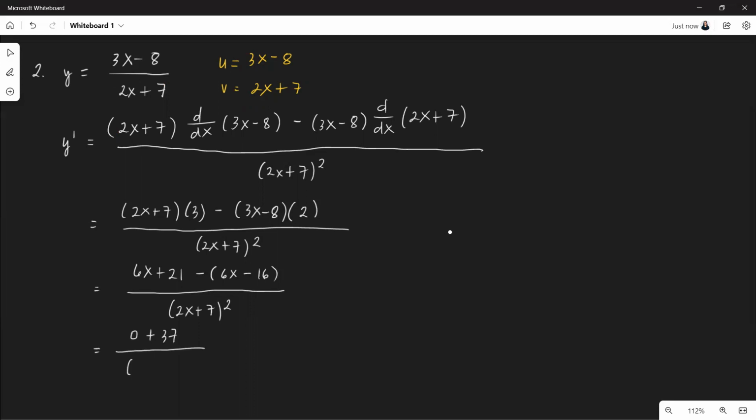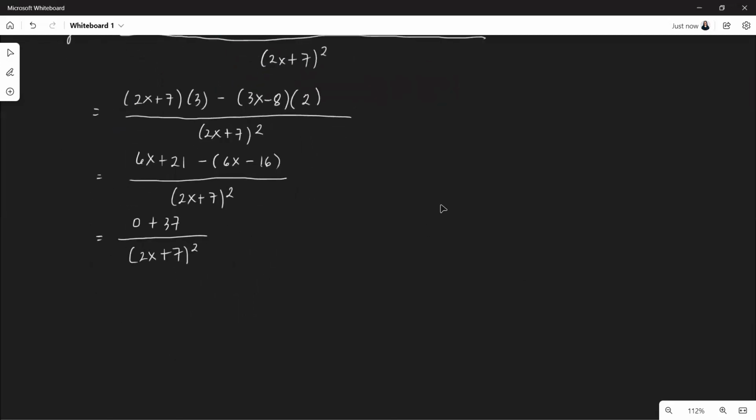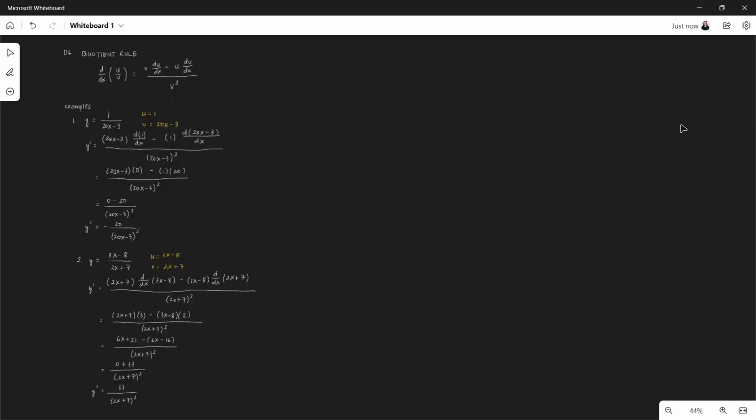Then over 2x plus 7 quantity squared, or that's 37 over the square of 2x plus 7. So this is the final answer. You box your final answer, or underline it or highlight it. So up next is the power rule.